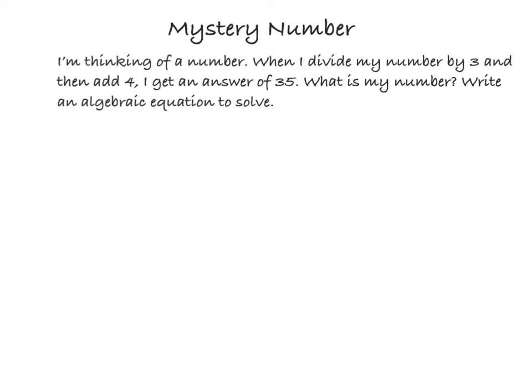All right, let's try another one. This one says, I'm thinking of a number. When I divide my number by 3 and then add 4, I get an answer of 35. What is my number? Write an algebraic equation to solve.